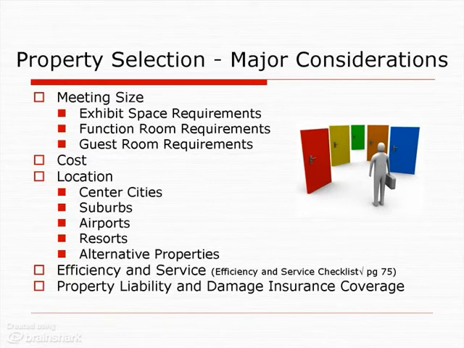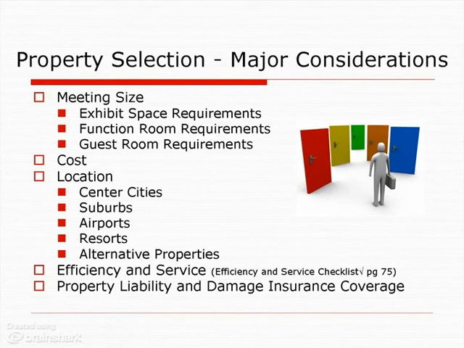Property selection, major considerations. Major considerations include the meeting size. You'll need to know your exhibit space requirements, your function room requirements. Function room is another name for a meeting room or wherever you're going to have your function. Guest room requirements. You need to know the cost. You need to know the location. The location would include center cities, suburbs, airport areas, potentially resorts or alternative types of properties.